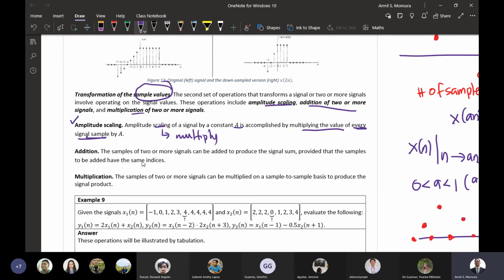Okay? Which is accomplished by multiplying the value of every signal sample. So, pag mag-amplitude scaling kayo, okay, essentially, you have to multiply or you have to scale each of the signal values by the scaling factor. Okay, which in this case, 8. Okay? Maliwanag yan?